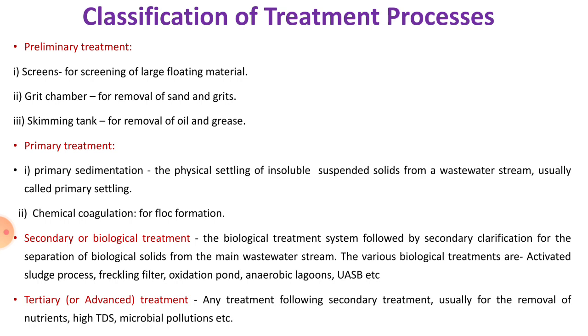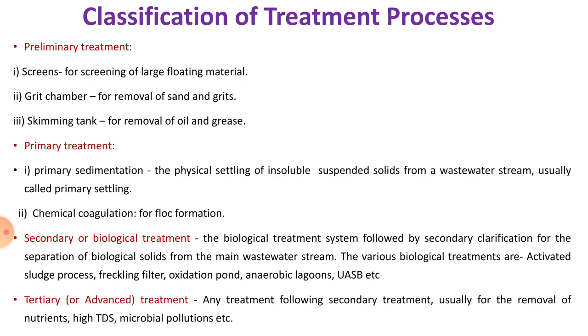Now, apart from the floating material, sand, grit, and the oil and greases, there are certain soluble and suspended solids present in the wastewater. So once the grit, floating material and oil and grease are removed in the preliminary treatment, the next phase is the primary treatment, where the insoluble suspended solids observed in the wastewater will be removed by primary settling.